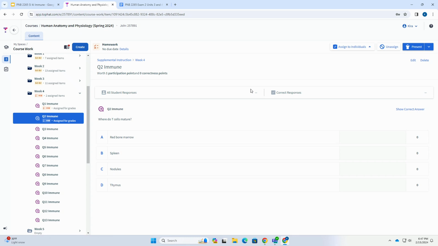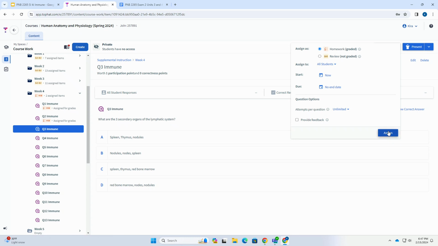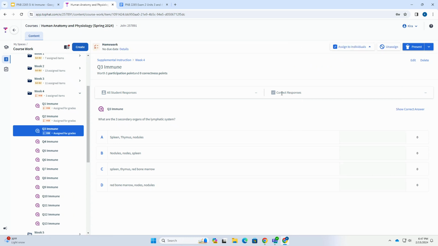Where do T cells mature? Nice, yeah. T cells mature in the thymus. Where do B cells mature? The bone marrow. Yeah. What are the three secondary organs of the lymphatic system?